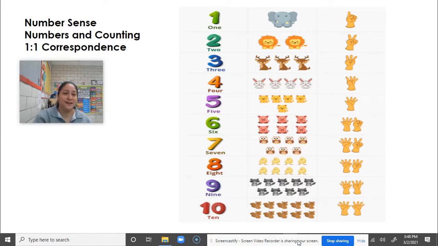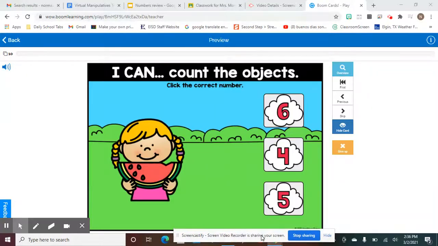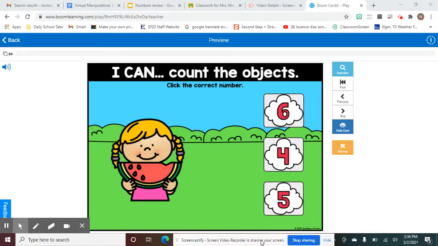So let's get started. Okay, boys and girls, for today's activity, we're going to be counting the watermelon seeds, and then we're going to identify which number. So whatever number we count here, we're going to identify the number over here. So let's count the seeds. 1, 2, 3, and 4.